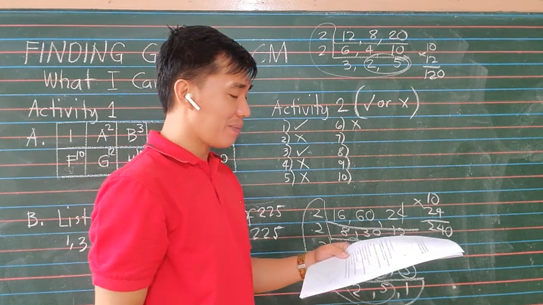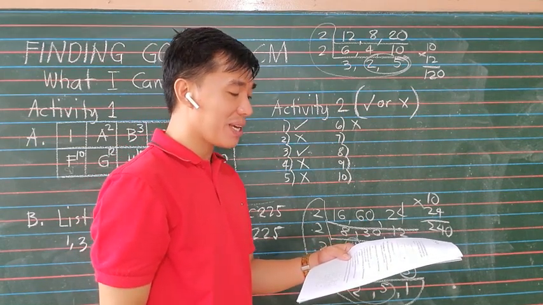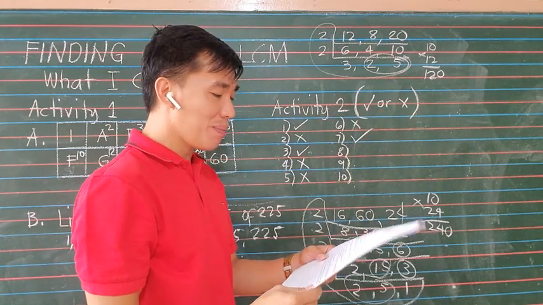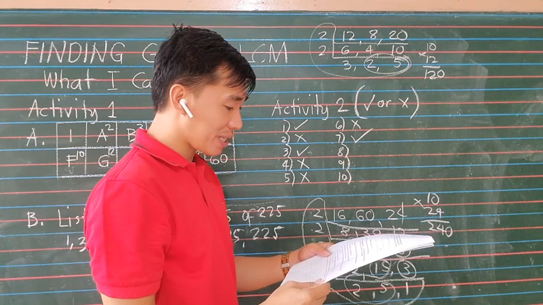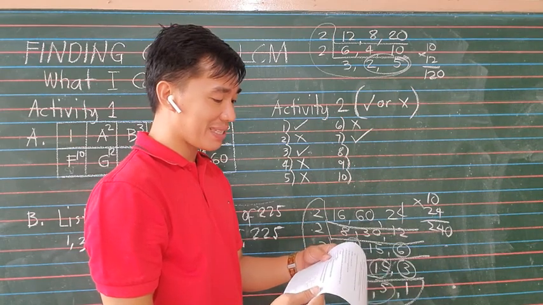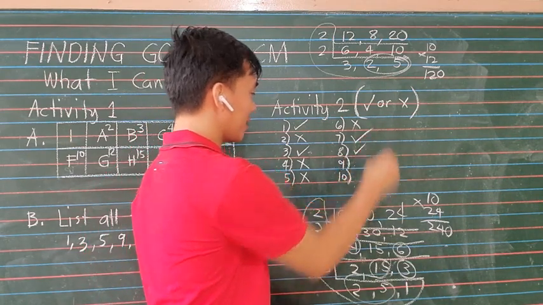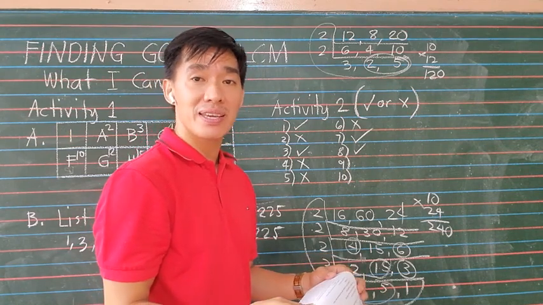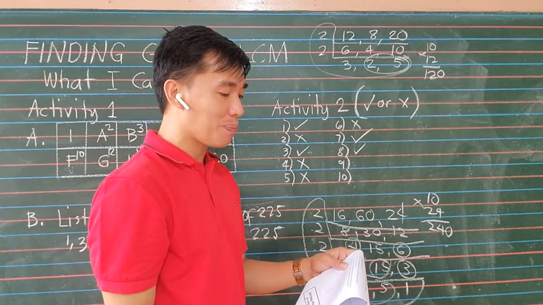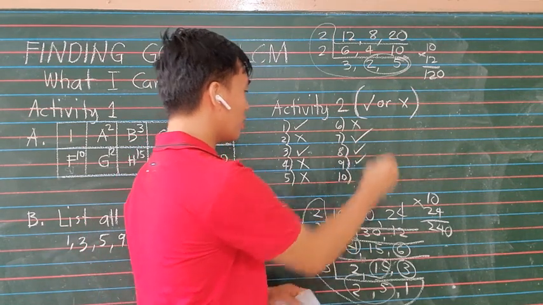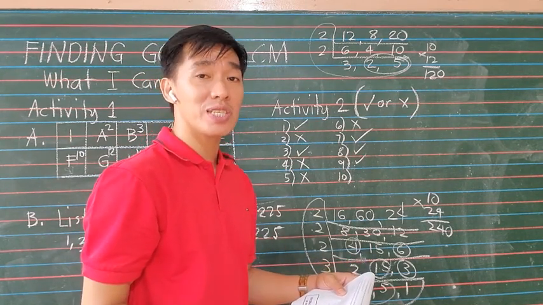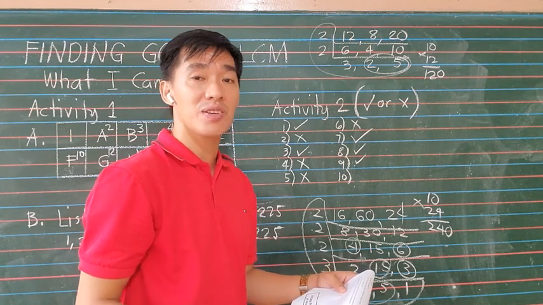For number 7, the GCF is the biggest number that will divide both the given numbers. That's check. For number 8, the GCF of 30 and 24 is 6. I think that's check because that's the biggest number that could divide both 30 and 24. For number 9, the GCF of the given numbers may be done by prime factorization. That's check. We could use the prime factorization method, then you can get also their GCF.